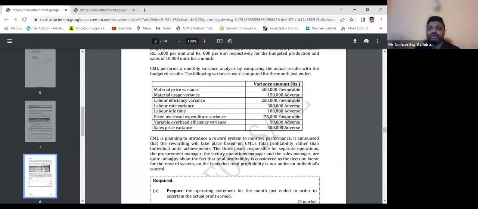Prepare the operating statement for the month just ended in order to ascertain the actual profit earned. Now you can calculate the budgeted profit. Then we have to prepare the variance reconciliation statement. Okay, the profit variance reconciliation statement we will prepare quickly. With this information, I will take a snip, I will copy this one, and we will prepare a profit variance reconciliation statement.